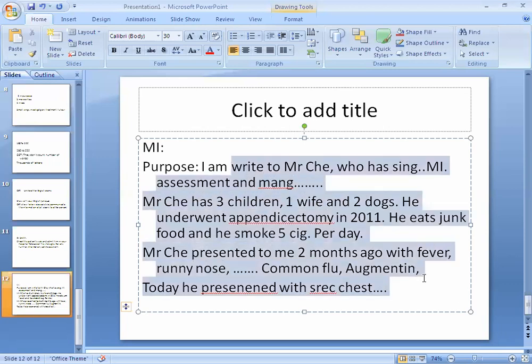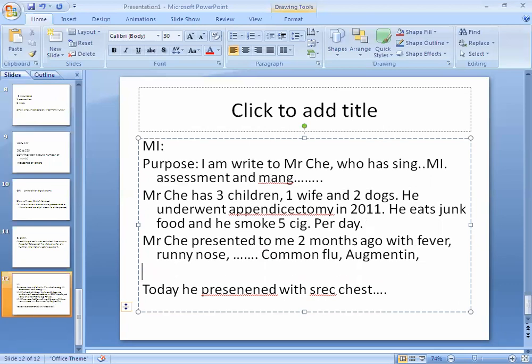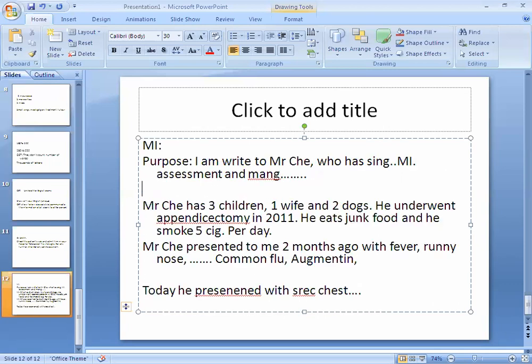After reading this letter, what do you think about this doctor who is sending you? You will say, doctor, you are mad, because you are sending me this patient with myocardial infarction. You are telling me he has 2 dogs and 1 wife and 3 children, and he had an appendectomy in 2012, and he eats junk food. Junk food is just a risk factor. Now he is having MI. We don't need to be told he is eating junk food. Just tell me what happened to him.